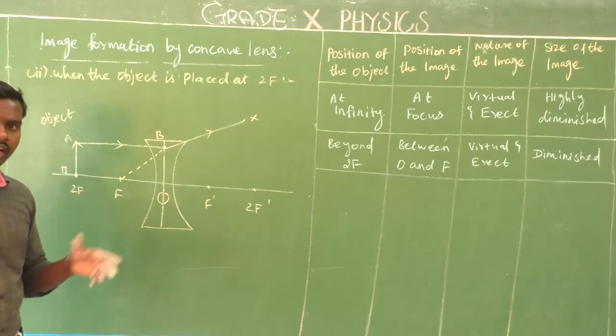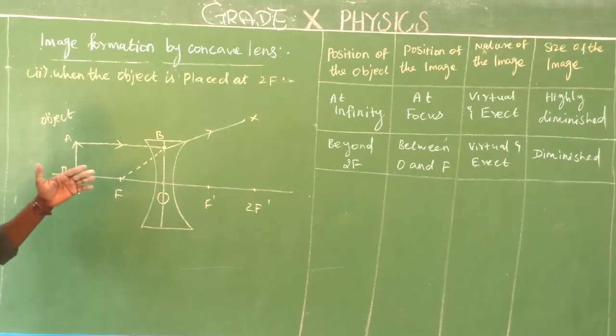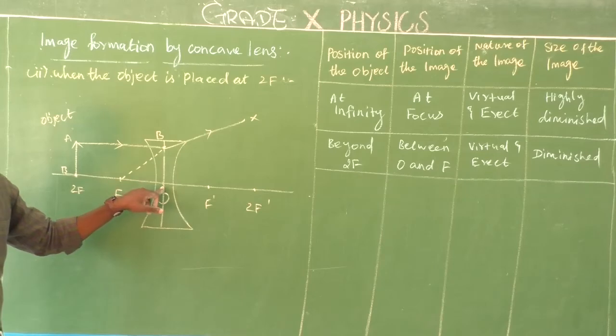Next, the second rule. What is the second rule, sir? If a ray of light goes through the optical center of a concave lens, what will happen?